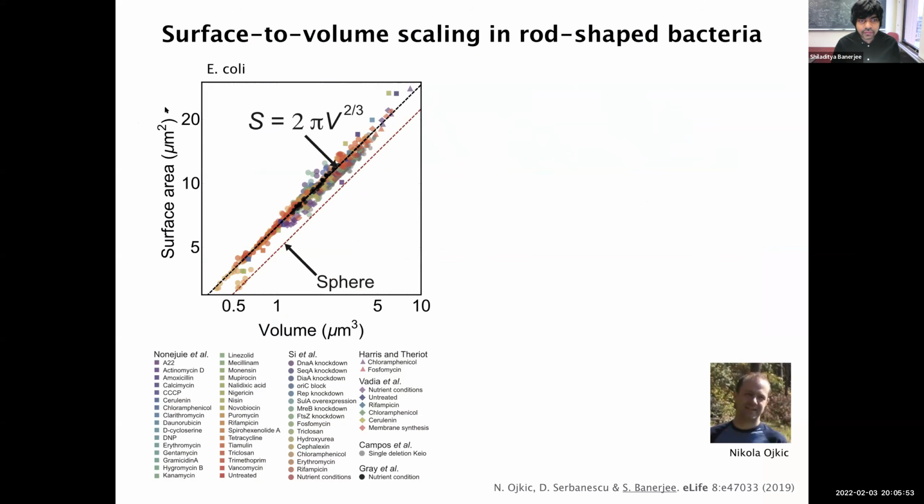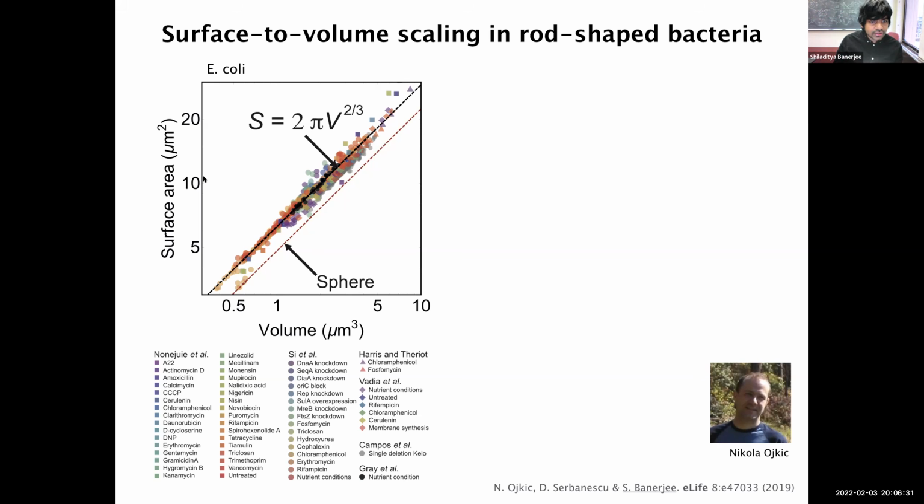What I'm plotting here is the surface area of the E. coli cells versus volume. How do I get this data? You can get images, do image analysis, and compute these quantities. There are about 5,000 data points here. Each data point is in a different condition: you have changed nutrients, knocked out some genes, and treated the bacteria with antibiotics. You've done a lot of things to these bacteria. By doing these perturbations, the details are not important, but you can change volume over 2 orders of magnitude, and surface area too.